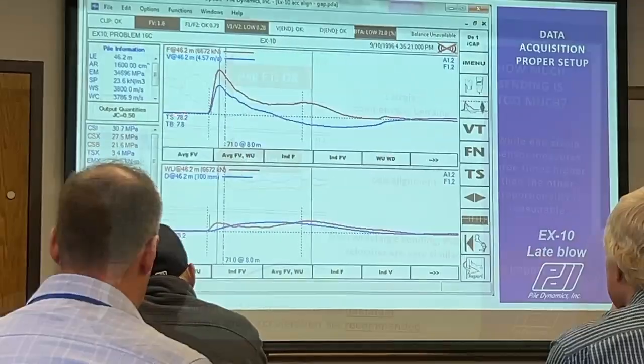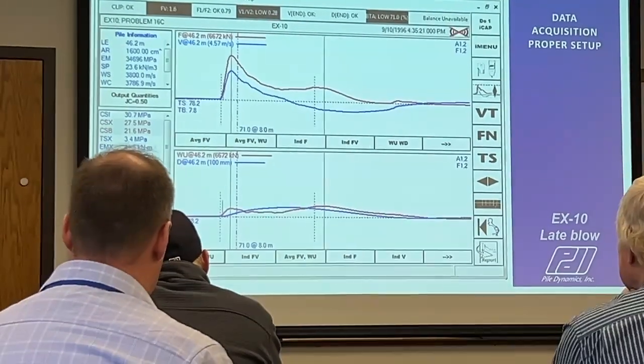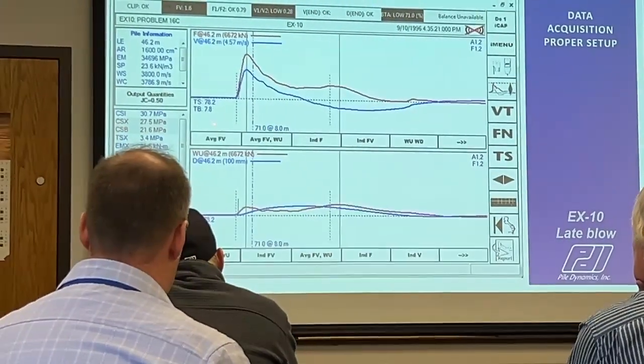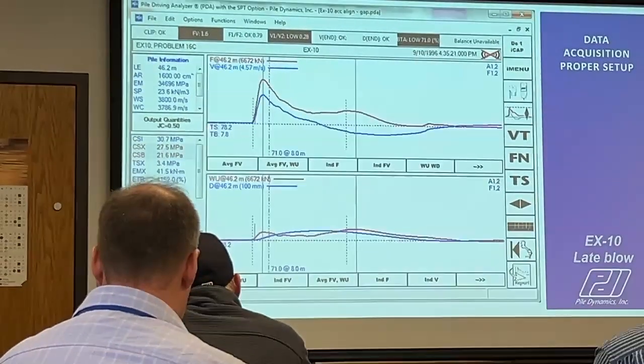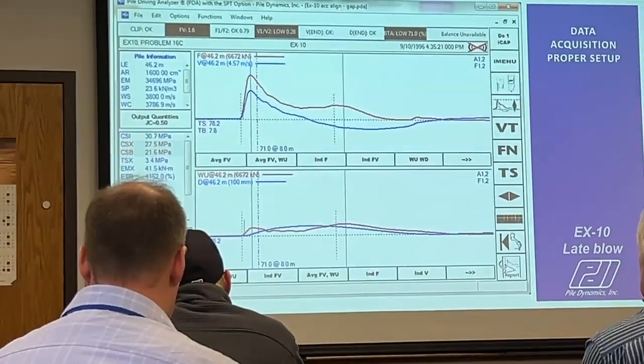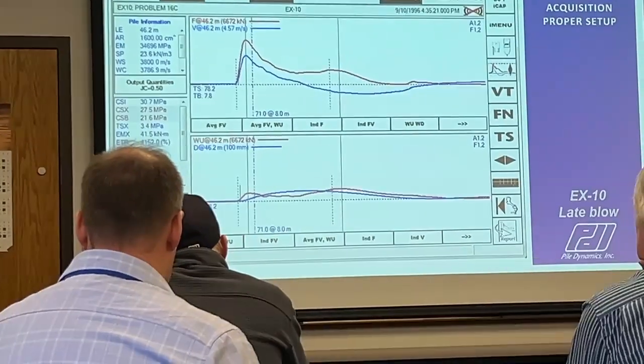Looking at the section just before the impact, is this a diesel hammer? No, it's flat. So looking at this, we can pretty easily tell that it is something other than a diesel.